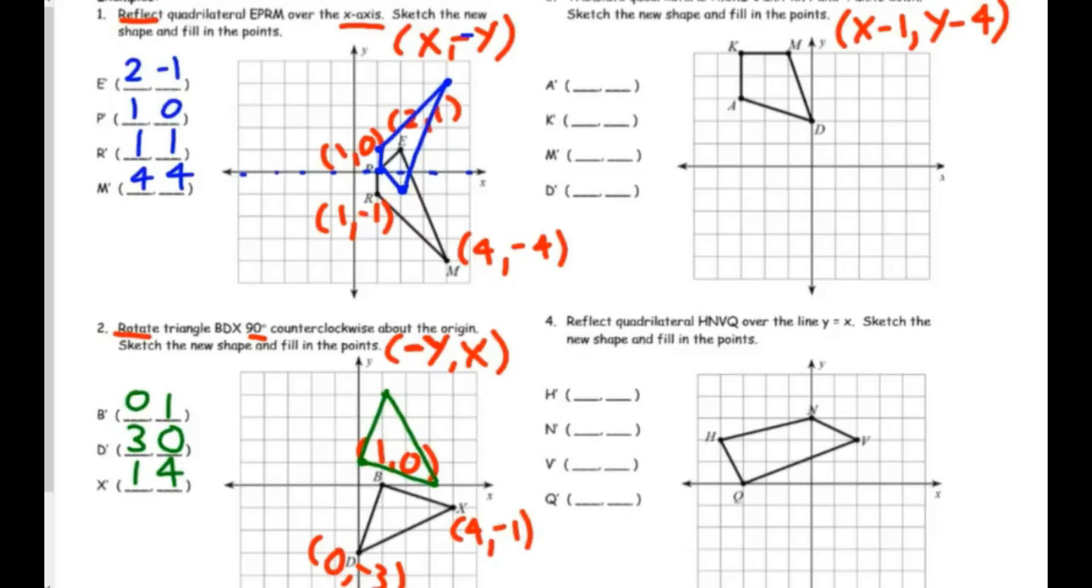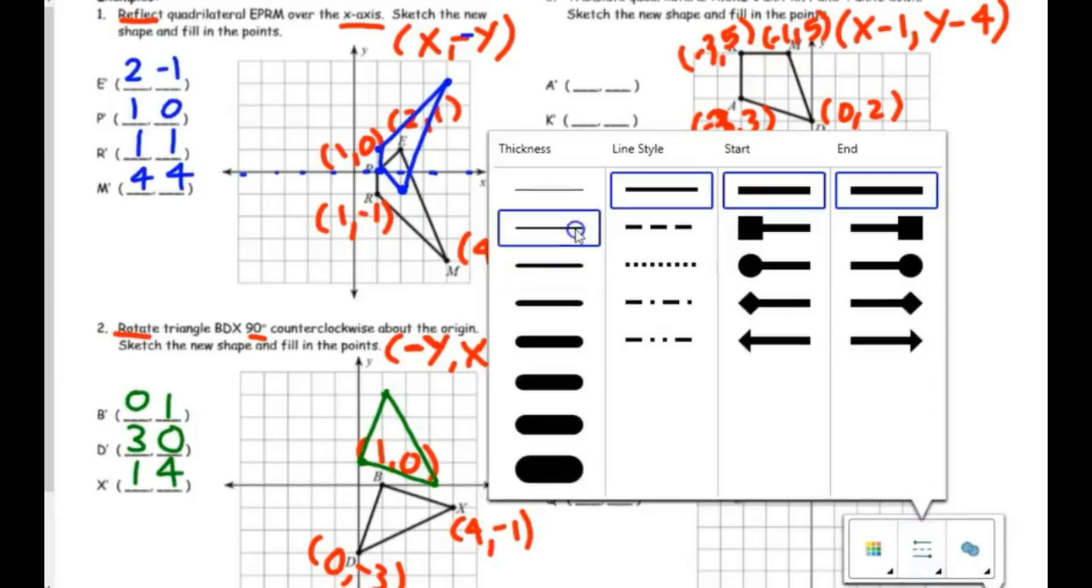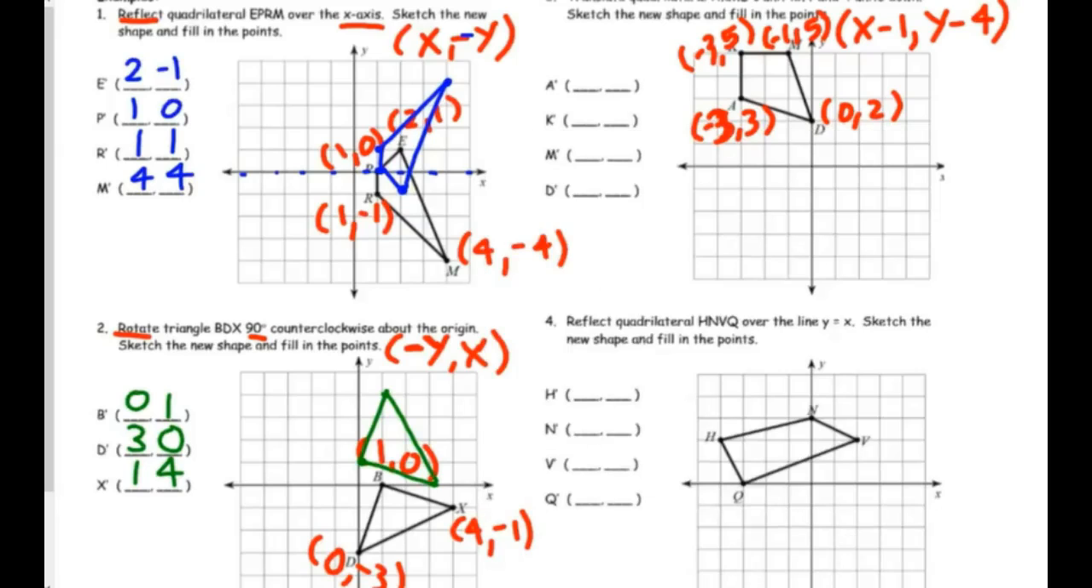So we got negative 3, 3 for A. Negative 3, 5 for K. Negative 1, 5 for M. 0, 2 for D. And what I'm going to do is I'm going to take all those numbers and I'm going to do the change. So the x's are going to be subtracting 1 and the y's are going to be subtracting 4.